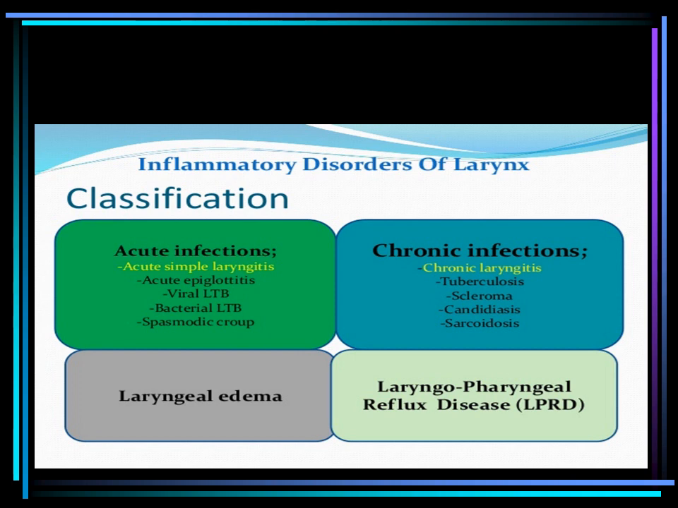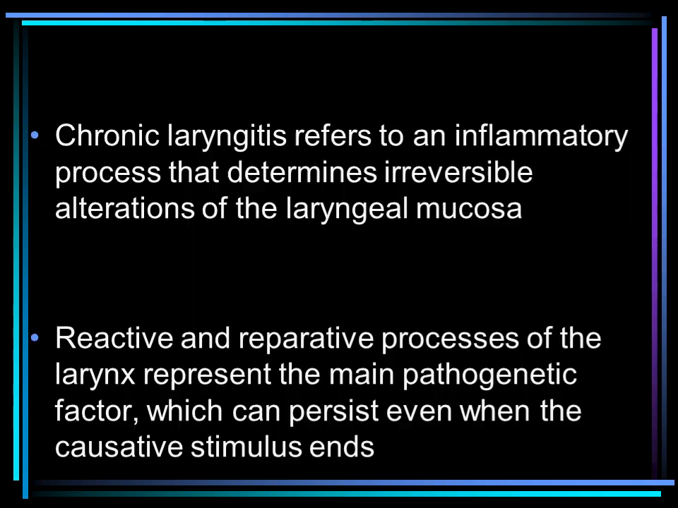Now, coming to the inflammatory disorders of the larynx, we have the acute infections, chronic infections, laryngeal edema, and LPRD. But today we will be discussing chronic laryngitis. Chronic laryngitis refers to an inflammatory process that determines irreversible alteration to the laryngeal mucosa. This reactive and reparative process of the larynx represents the main pathogenetic factor, which can persist even when the causative stimulus ends.